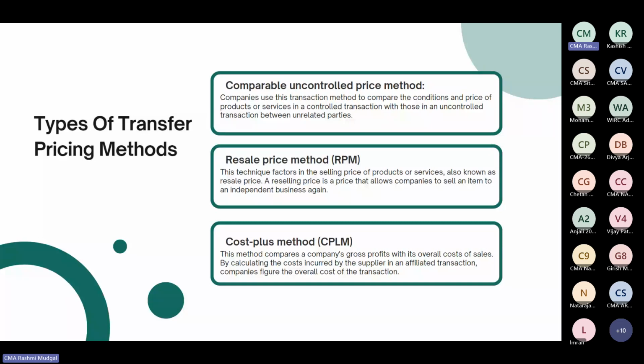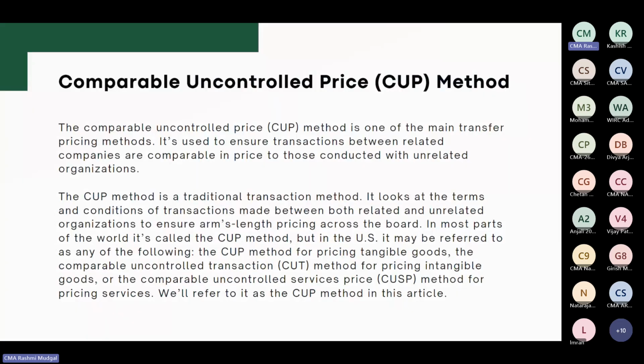So we will consider that reselling price as the transfer price. Cost plus method, again, goes with where we calculate the cost of sales. We take all the cost. If I am talking about the cost of sales, I am considering my fixed cost as well as variable cost. By calculating the cost incurred by the supplier in the affiliated transaction, companies figure out the overall cost of the transaction. So we are going to discuss the CUP method again.